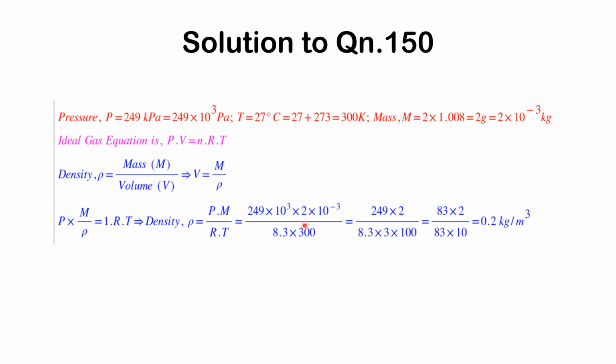இதில் என்ன பண்ணலாம்னா 300 can be written as 3 times 100. 10 power minus 3, 10 power 3 ரெண்டும் cancel ஆயிடும். அப்போ என்ன வரும்னா I get 249 into 2 divided by 8.3 into 3 into 100 வரும். 3ல 249 83 times போகும். So it's 83 into 2 divided by இந்த 100 வந்து 10 into 10 எழுதிட்டு ஒரு 10 8.3 கூட multiply பண்ணா it becomes 83. So I get 83 into 10. 83 cancel ஆயிடும். 2 by 10 the answer is 0.2. You have found out density. So it's 0.2 kilogram per meter cube.